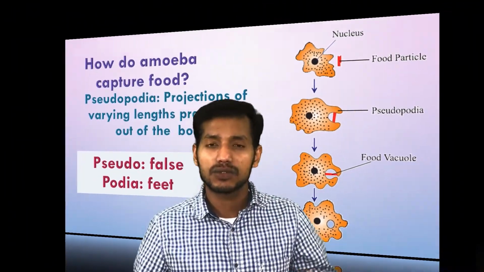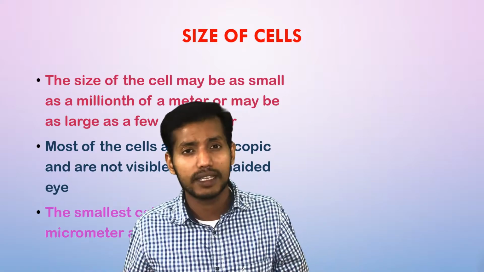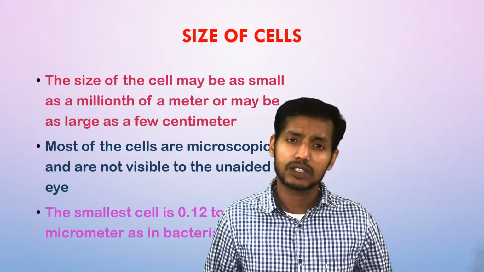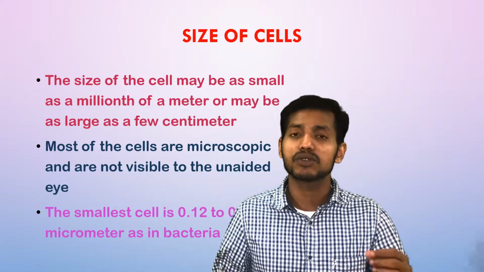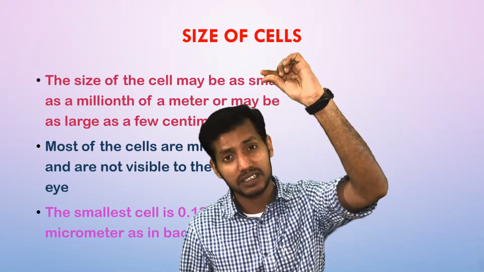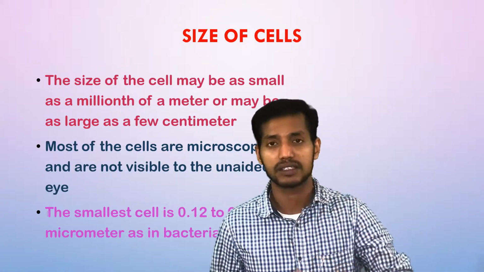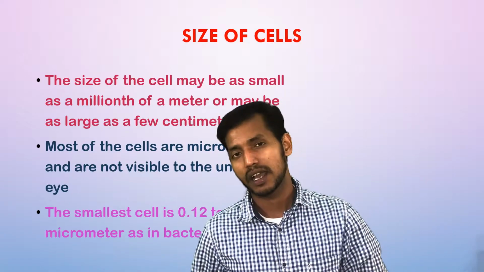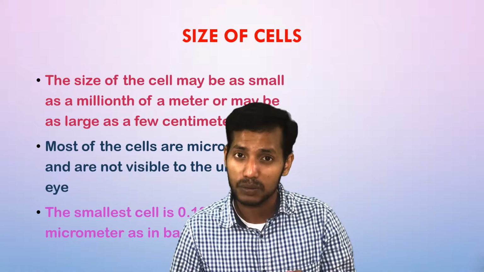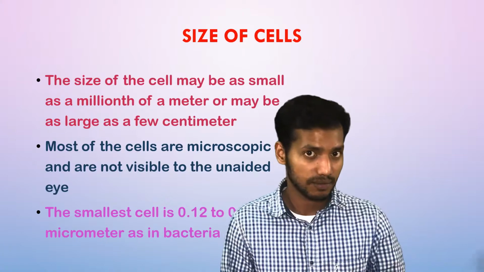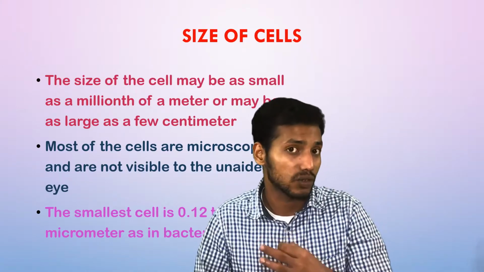Next topic is the size of the cell. How does the size of cells vary among different organisms? Size of cells also varies among different organisms. Cells may be as small as a millionth of a meter or as large as a few centimeters. So the range is from a micrometer to a centimeter. Most cells are microscopic and not visible to the unaided eye. That means we need a microscope to observe such cells. Most cells of the human body are microscopic, so we need a microscope to observe them.